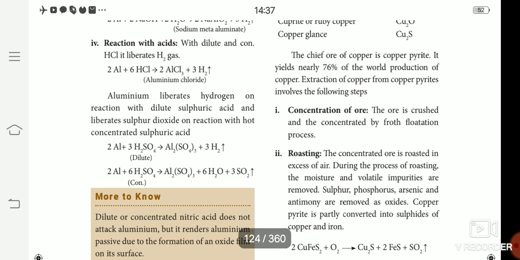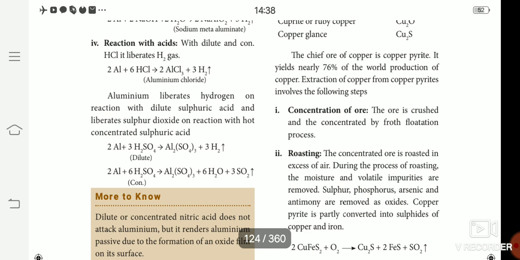In a container, oil, water, and ore particles are mixed. Compressed air is passed through it, so a froth is formed. The froth is collected and washed in water, so the ore is collected. This is the froth flotation process. So the ore is crushed and concentrated by froth flotation.